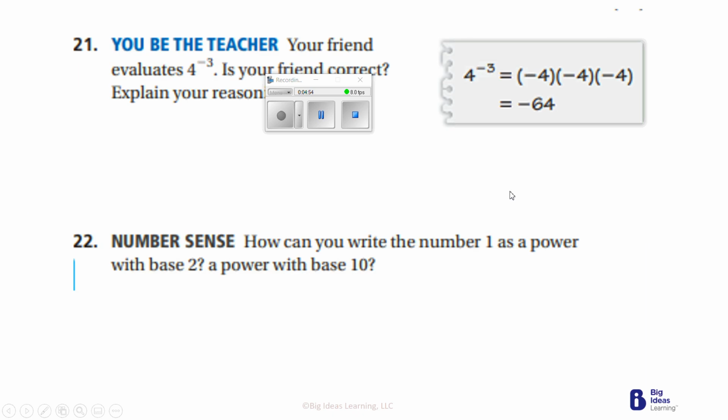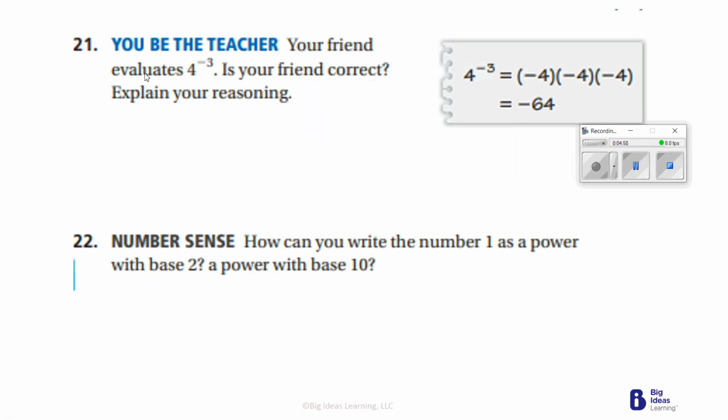Let's go to number 21 now. You be the teacher. It says your friend evaluates 4 to the negative 3 power. Is your friend correct? Well, we've got negative 4 times negative 4 times negative 4. That's not how we do this. This is going to be 1 over 4 to the third power, which should give us 1 over 64.